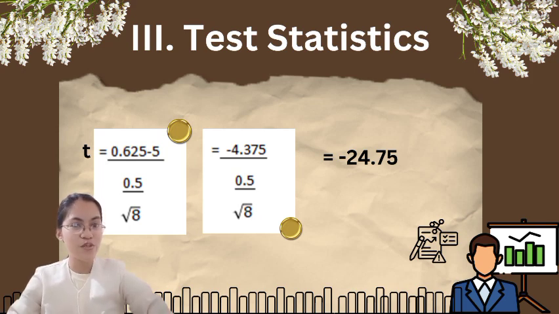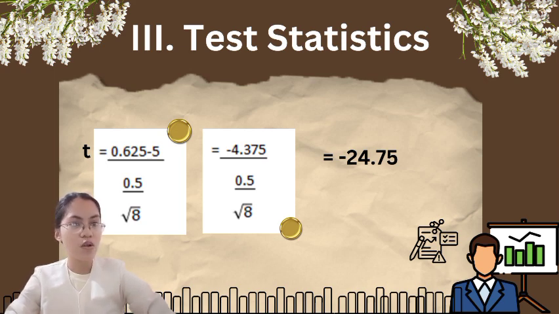And now let us proceed to solving the problem, which is replacing the formula by the given, which is t is equal to 0.625 minus 5 over 0.5 over the square root of 8. And now let us subtract the numerator, which is 0.625 minus 5, is equal to negative 4.375 over 0.5 over the square root of 8.